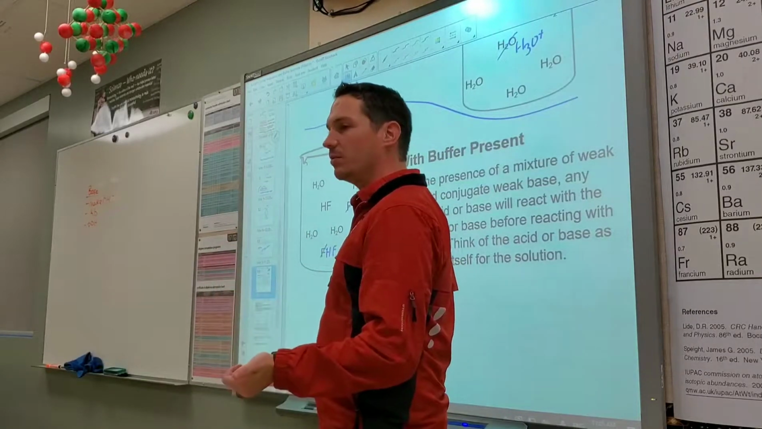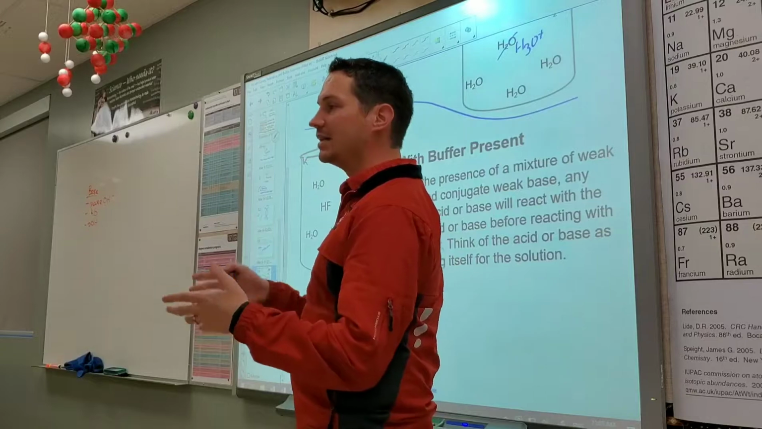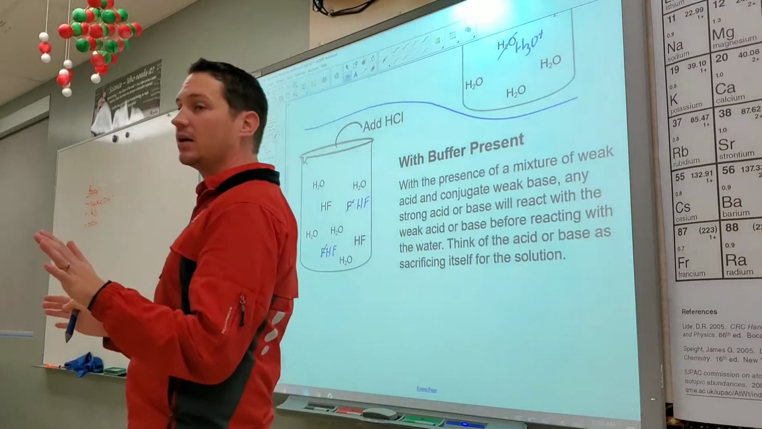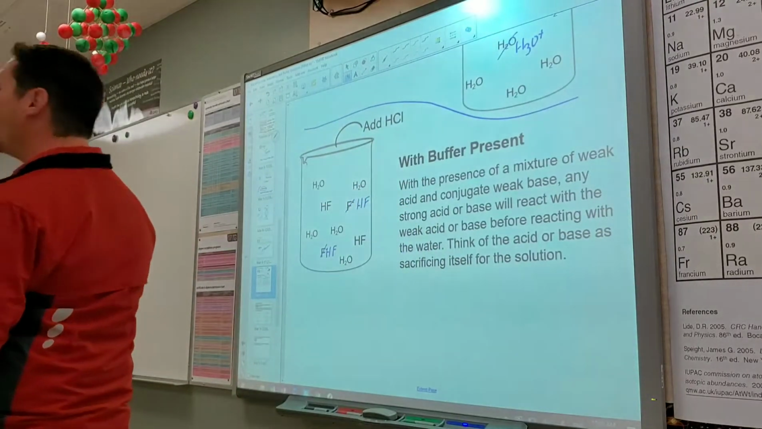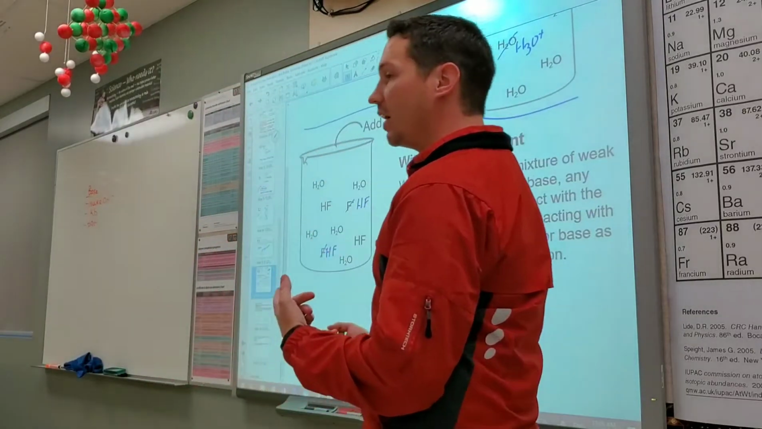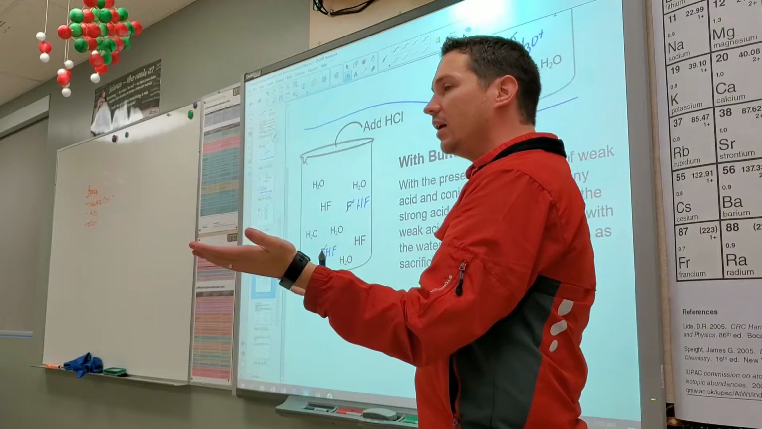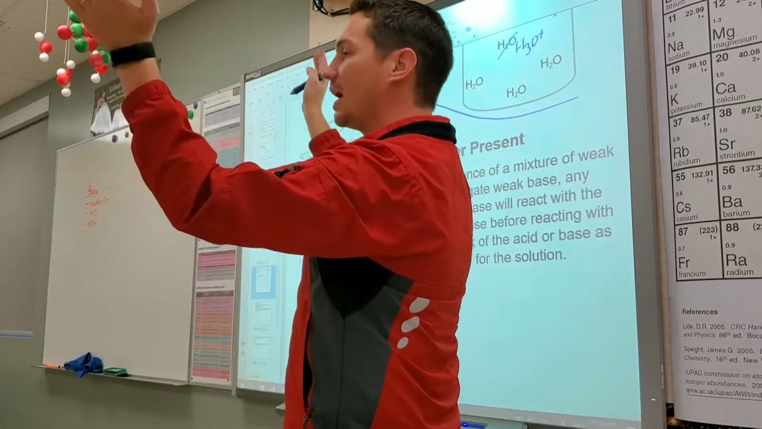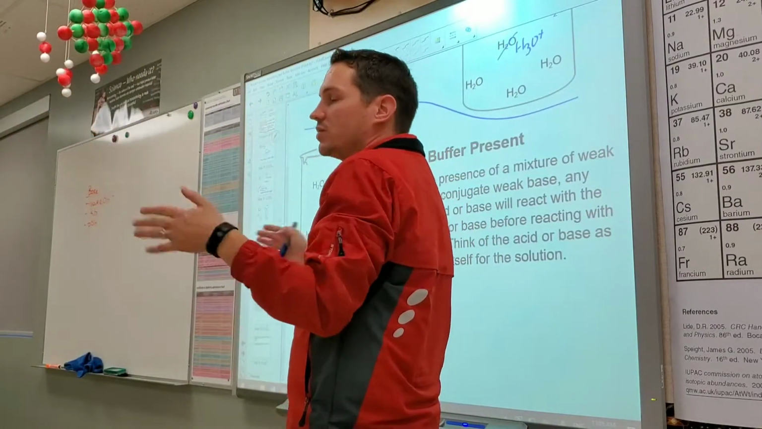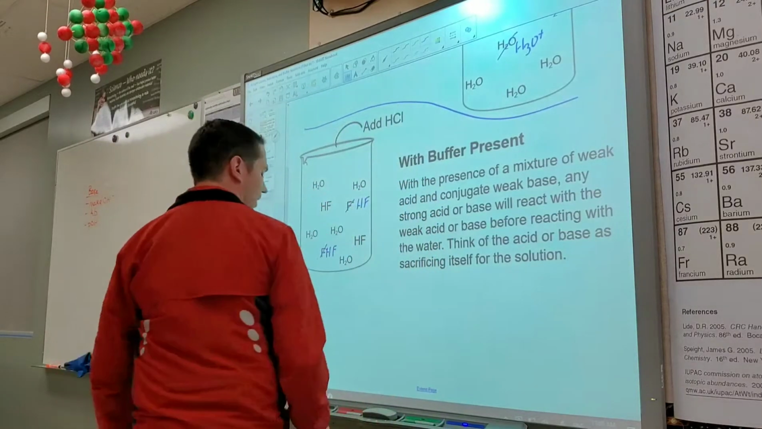It's the same thing in your blood. When you add a bunch of acid into your blood after you drink orange juice or something like that, the carbonic acid/hydrogen carbonate buffer that you have in your blood, the hydrogen carbonate immediately reacts with the hydronium, and so your pH doesn't change that much.